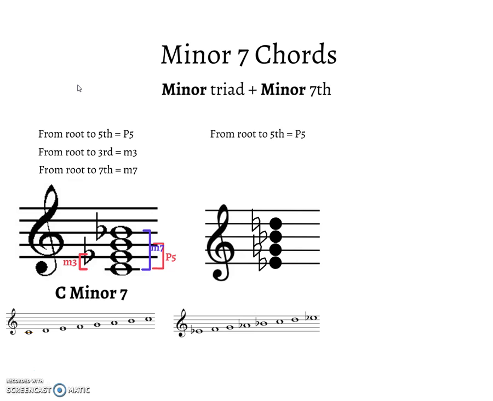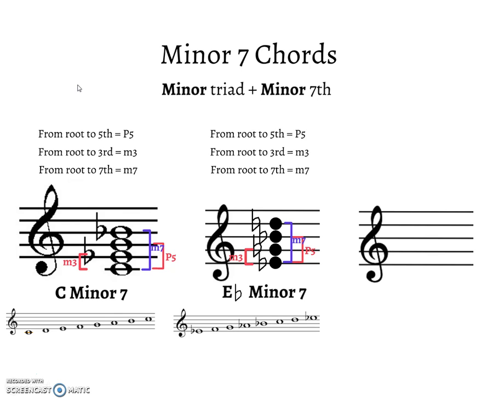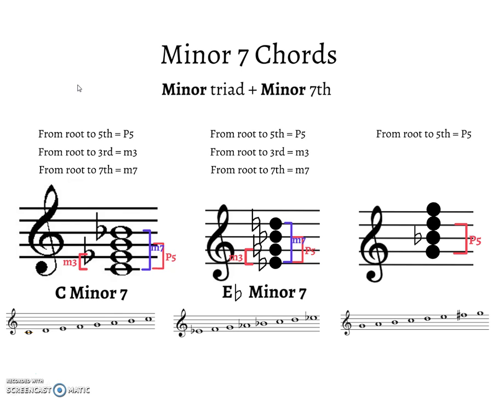With E flat on the bottom, perfect fifth, minor third, that's our minor triad, with a minor 7th on top. With G on the bottom, we need a perfect fifth, minor third, that's our minor triad, with a minor 7th on top. Feel free to pause if I'm going too fast for you.